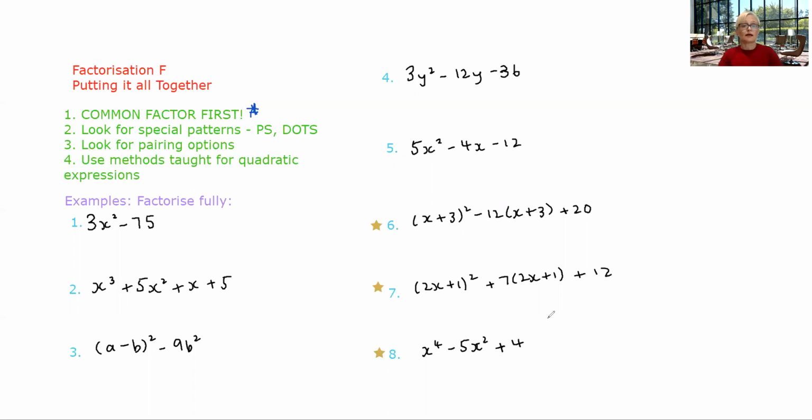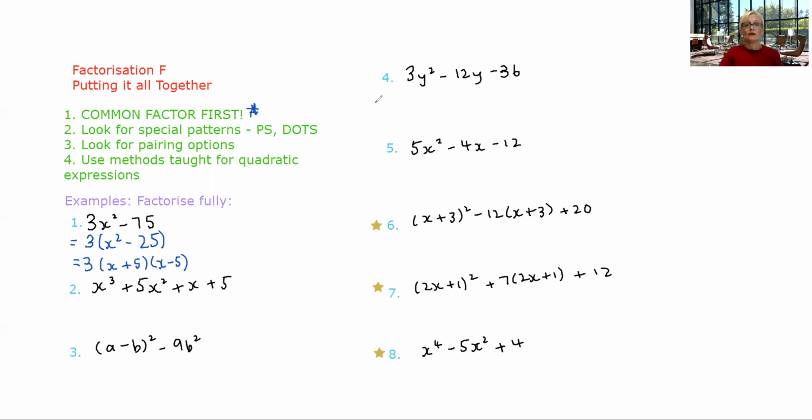Okay, let's get started. So having a look at our first one here, 3x squared minus 75. Well, our very first thing we need to look for is a common factor. Yes, we can take out a 3 as a common factor. Now we look at our bracket and we can see we've got a difference of two squares. So we leave our 3 there, we don't forget about it.